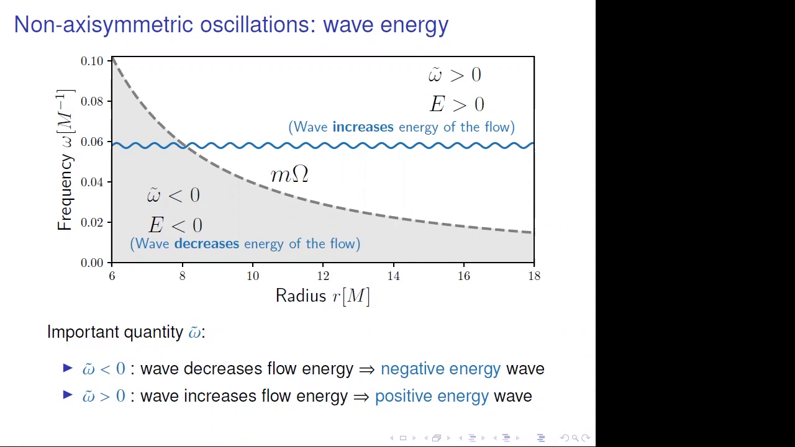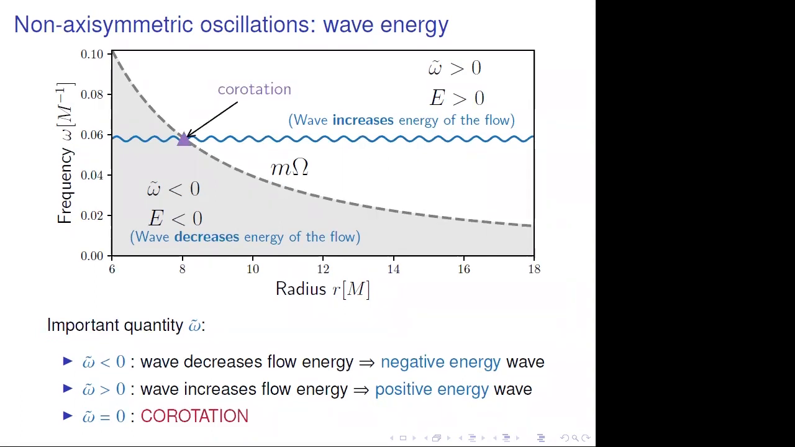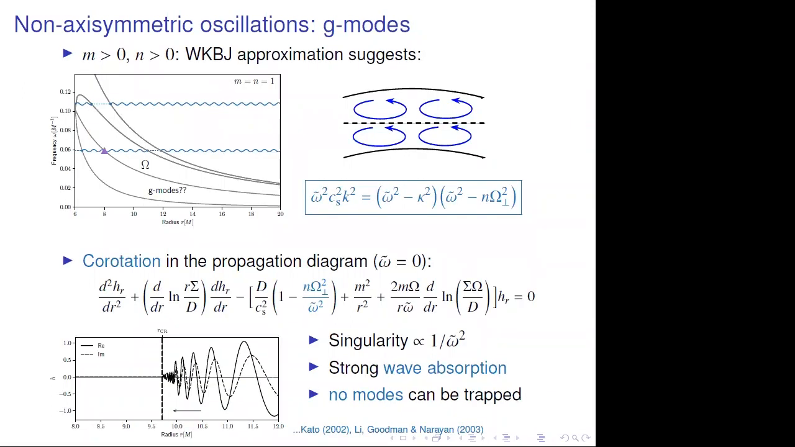Then there is the case called corotation, where the wave is moving azimuthally with the same phase speed as the fluid itself. It happens, for example, in non-axisymmetric g modes, which look like this. And what is actually happening, as I did previously, you see that it happens where this omega tilde becomes zero. So suddenly this term will be very important, and you have to somehow deal with this singularity.